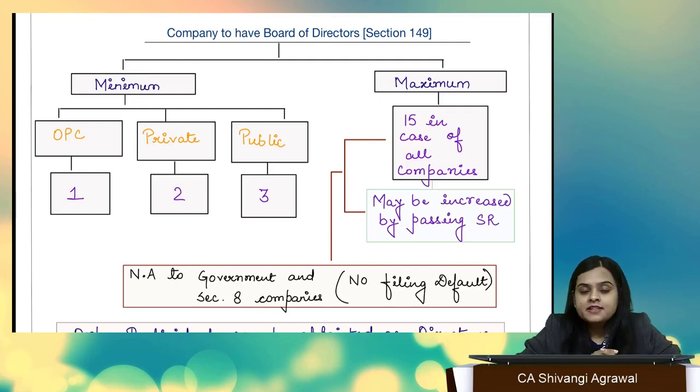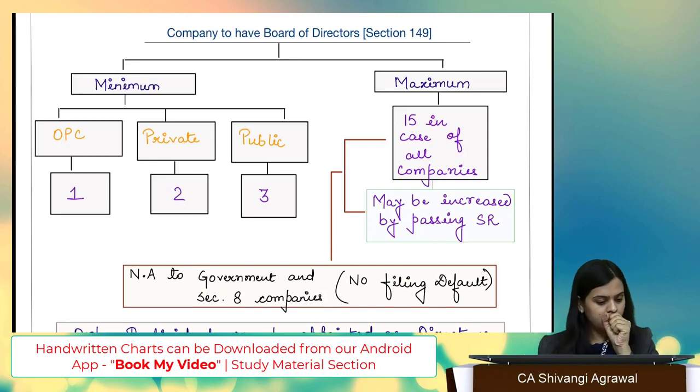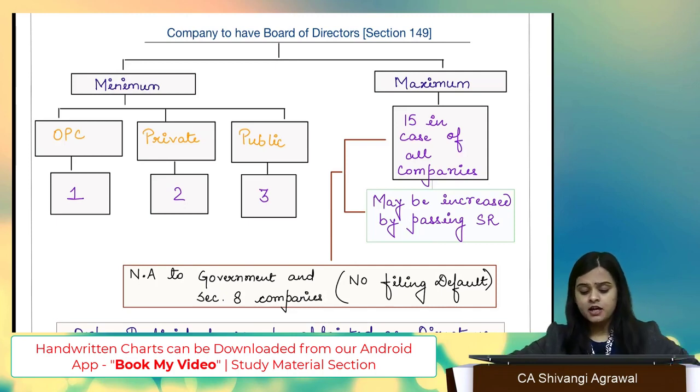Okay, revision of the complete chapter of directors, appointment and qualification of directors, containing Section 149 to 172. So we have a lot of sections along with the relevant rules, and we are going to revise the same now. Let's begin. First thing is, what do you mean by directors?